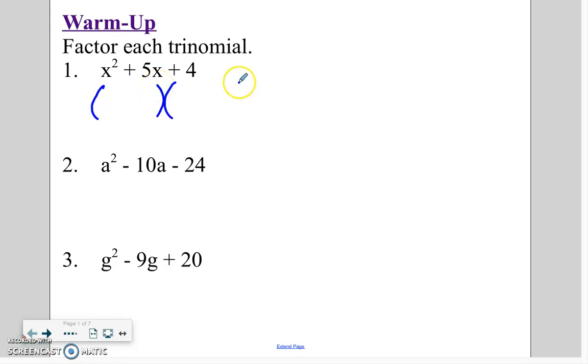We learned in the last lesson that it's gonna be two binomials. And I'm gonna start with x times x because x times x equals x squared. And then our job is to figure out what two numbers multiply to 4 and add up to 5. And if you're watching this video going, what the heck is she talking about? You need to go back and watch the last lesson's videos before you can do this one.